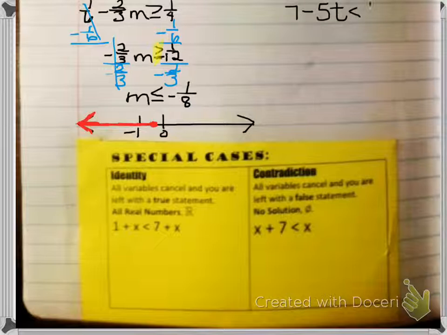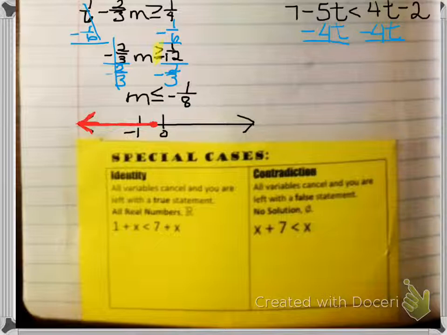7 minus 5t is less than 4t minus 2. So just like we've done on the others, what we need to do now is move our t variables so they're both on the left side. So I'm going to move -4t for both sides here.